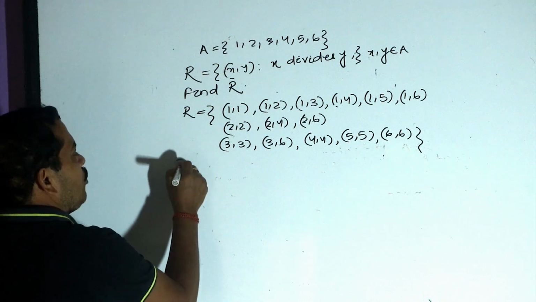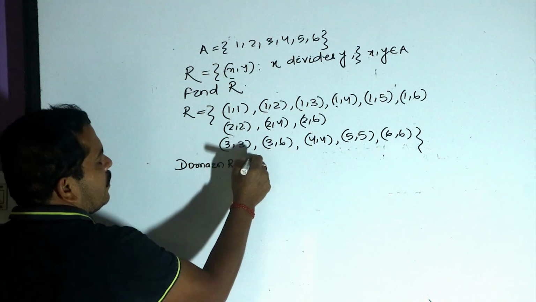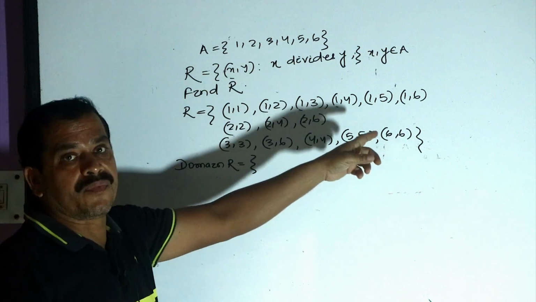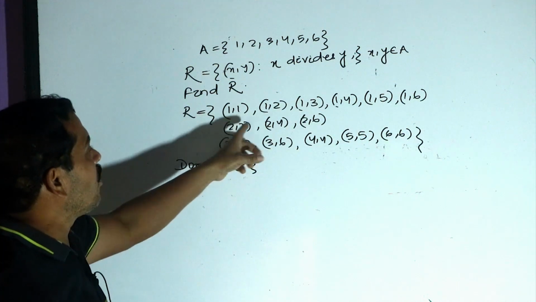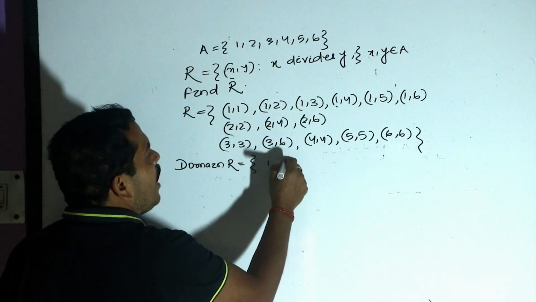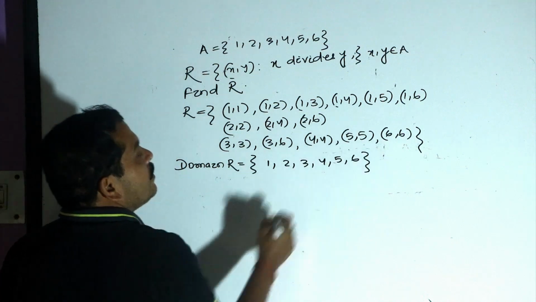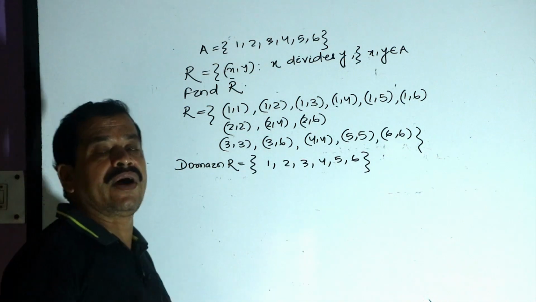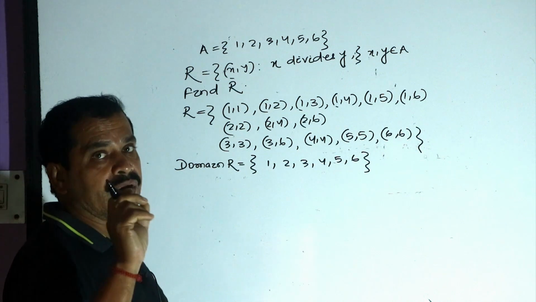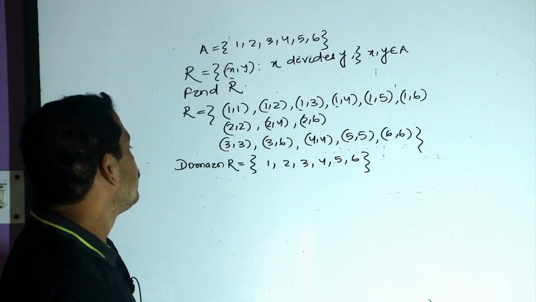Next we have to find the domain of the relation. That is the first element of the ordered pair. The first element of the ordered pair is known as the domain of the relation. That is 1, 2, 3, 4, 5, 6. The first element of the ordered pair is the domain of the relation.